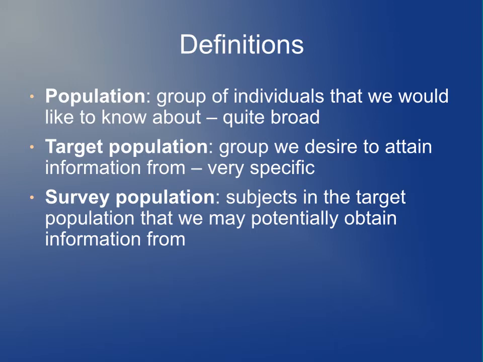It's going to be very difficult to obtain information on that full population. So let's say our target population is women in this age range who live near Chapel Hill, North Carolina, because those are the ones we can realistically recruit for our study without spending tons of money. And within the target population, there's a smaller set known as the survey population, which are subjects in the target population that we may potentially obtain information from.